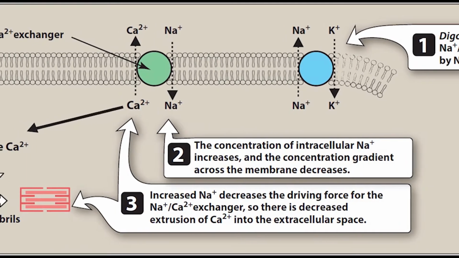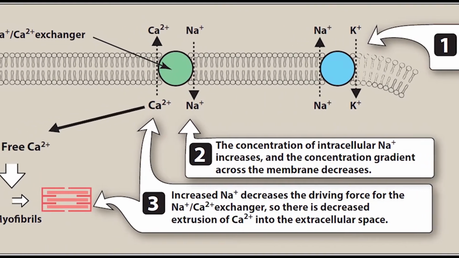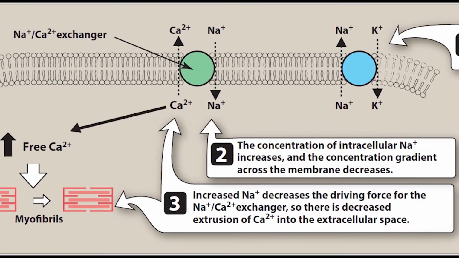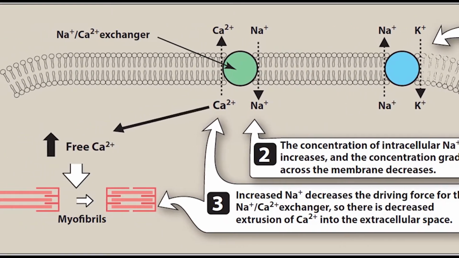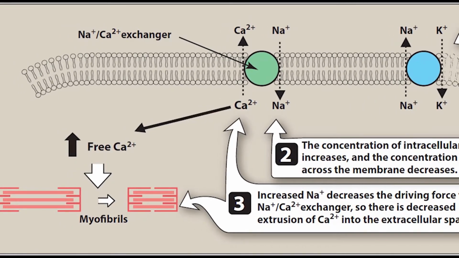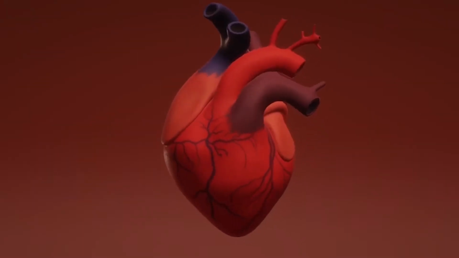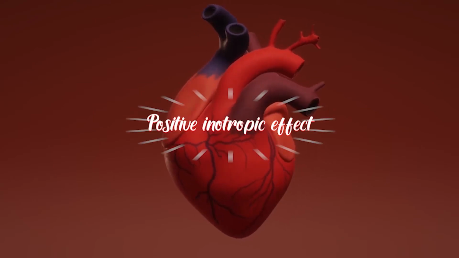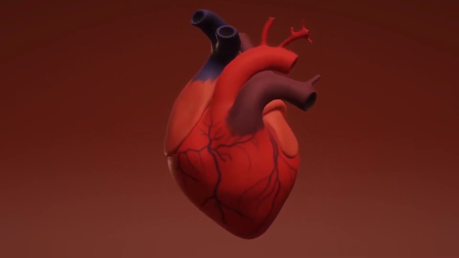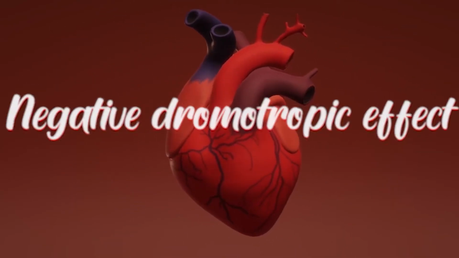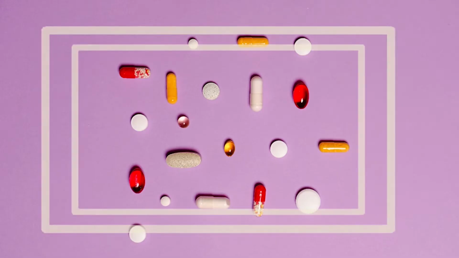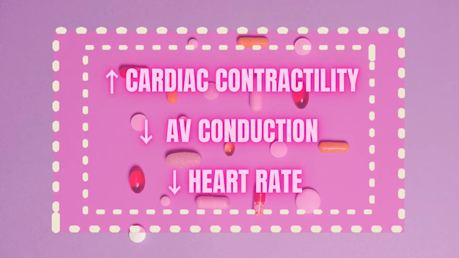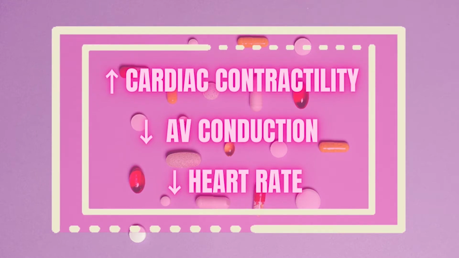This causes a higher intracellular sodium concentration, reduced efficacy of the sodium-calcium exchangers, higher intracellular calcium concentration, and eventually an increased vagal tone. In cardiomyocytes, this leads to a positive inotropic effect, a negative dromotropic effect, and a negative chronotropic effect. All in all, cardiac glycosides cause the increase of cardiac contractility, the decrease of AV conduction, and the decrease of heart rate.